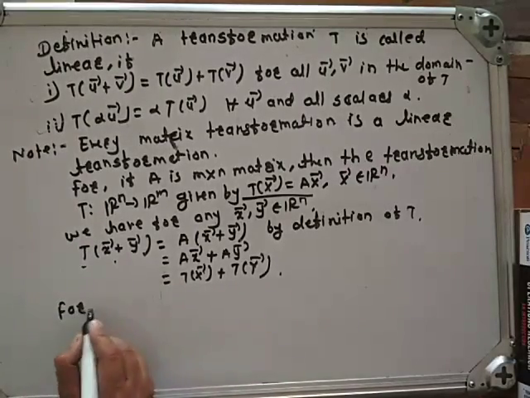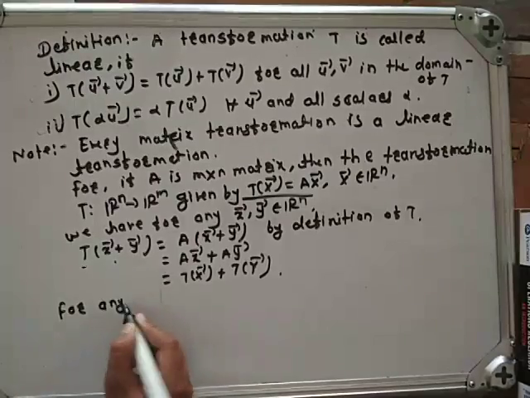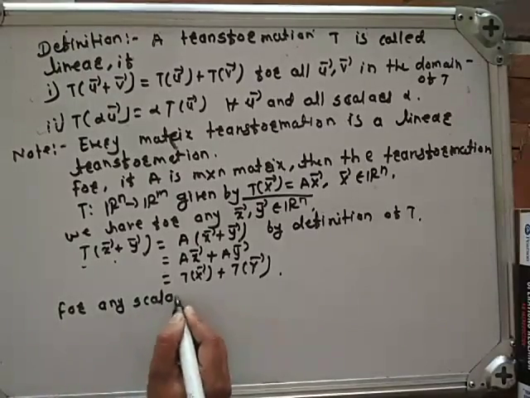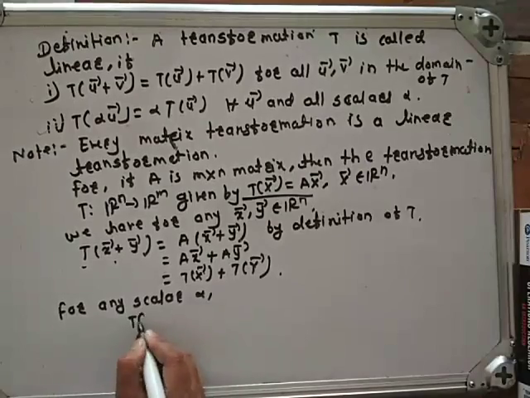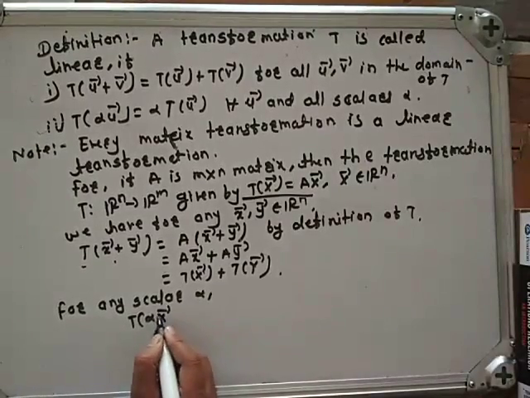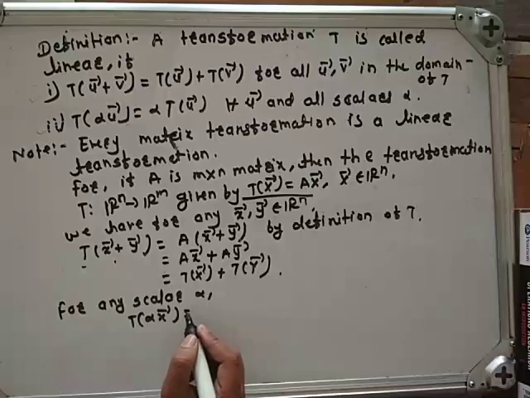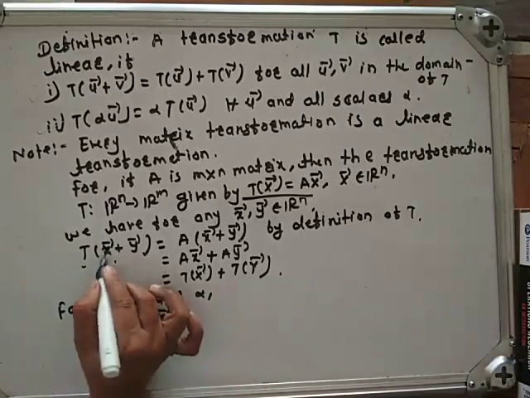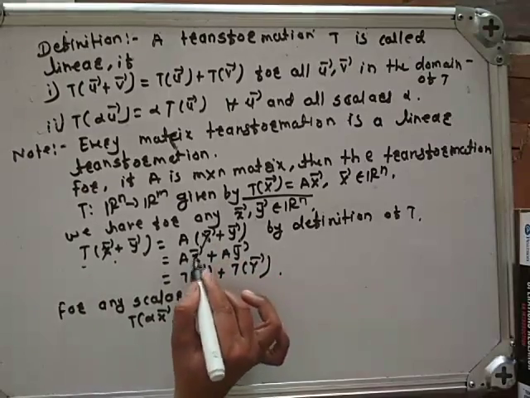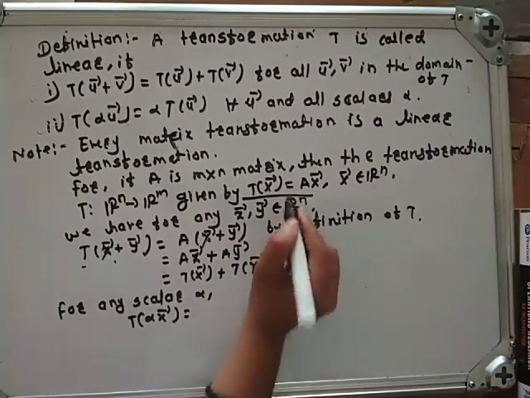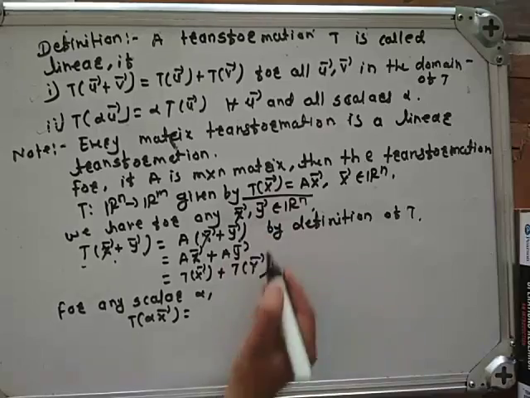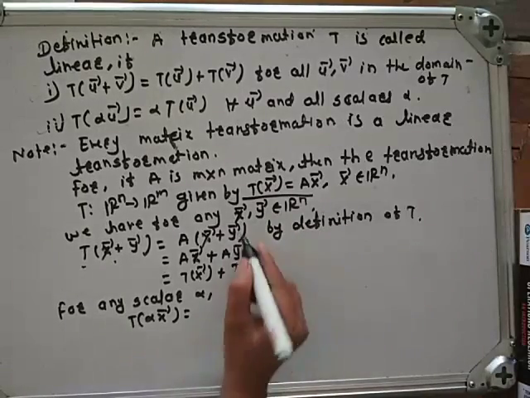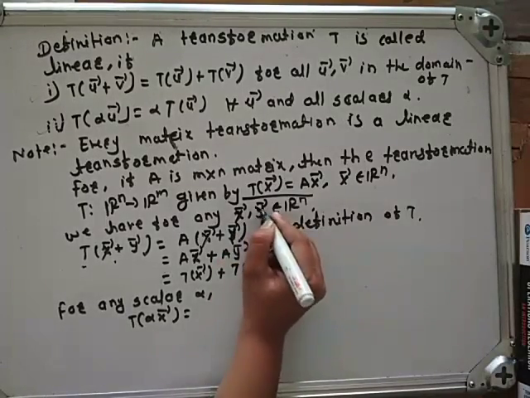Now we have to prove second property. For any scalar alpha, T of alpha into x bar, which is equal to, use here capital X bar. Okay. Capital X bar and capital Y bar.